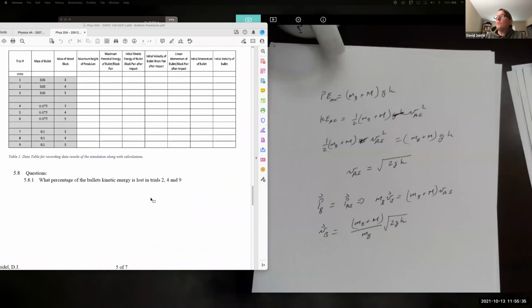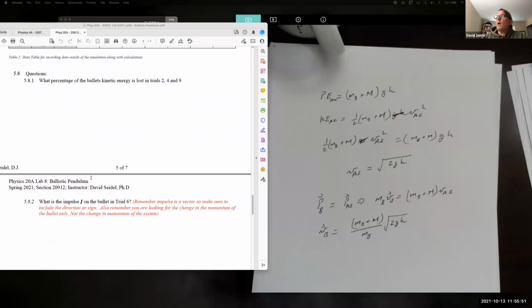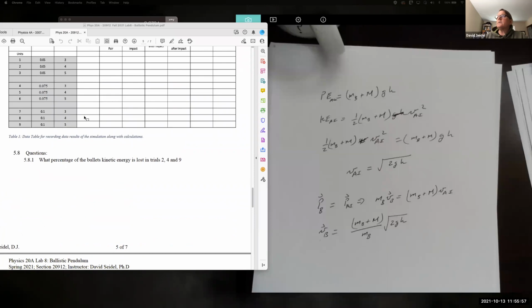Now, what percentage of the bullet's kinetic energy is lost? I want you to calculate that for 2, 4, and 9. We have 3 different masses of the bullet, 3 different masses of the block. Is that only in trials 2, 4, and 9? Yes. Trial 2 is this trial, you're going to have this line. I want you to know what percentage of the bullet's kinetic energy is lost. Okay, so how much kinetic energy is lost?